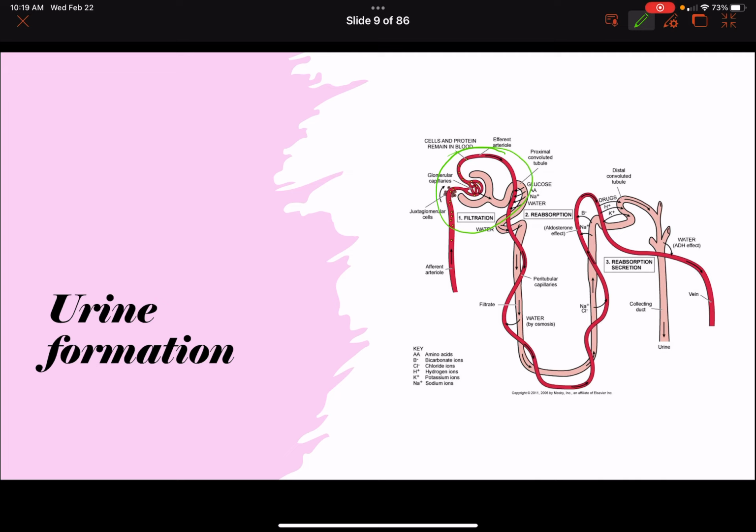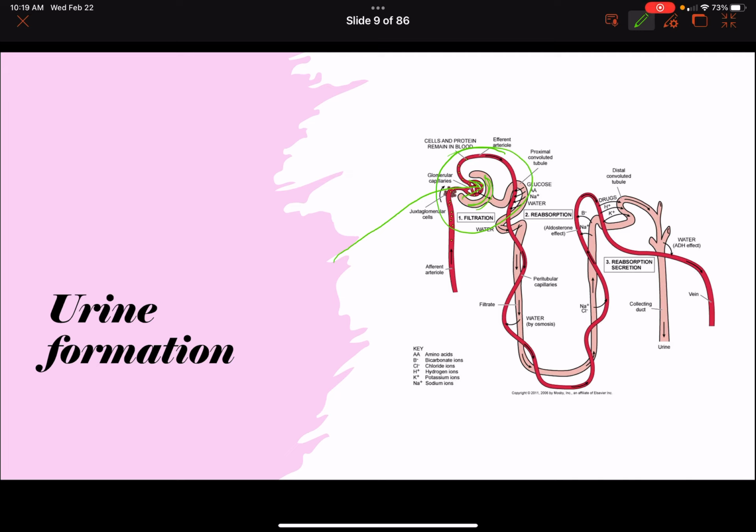So a large volume of fluid, including waste, nutrients, electrolytes, and other dissolved substances, passes from the blood to the renal artery and then eventually to the glomerulus. The filtrate moves from the glomerulus down into Bowman's capsule through here.